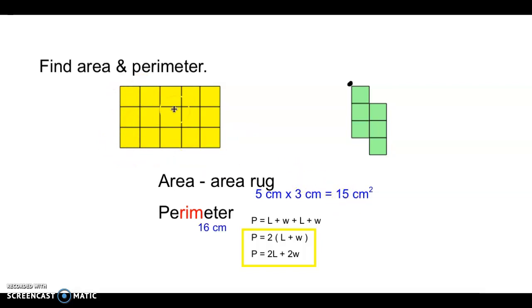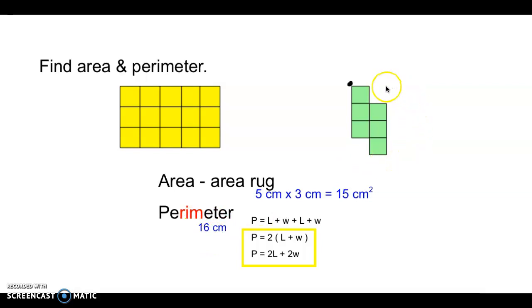Just remember, area is like area rug. I think you know perimeter is the rim or the distance around, right? So you could count 5 plus 3 plus 5 plus 3, or you may have seen these two formulas before, adding the length and width together and doubling it, or doubling the length and doubling the width. In any case, the perimeter here is 16.